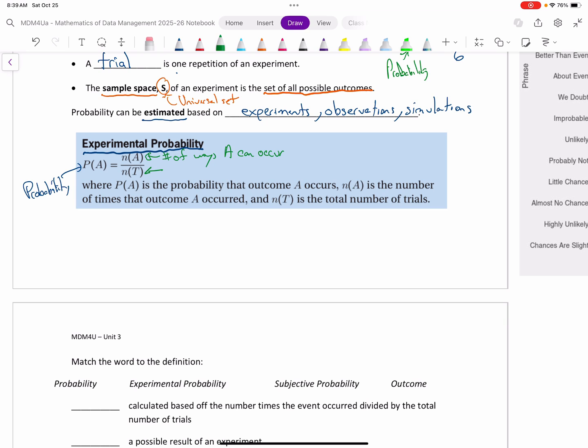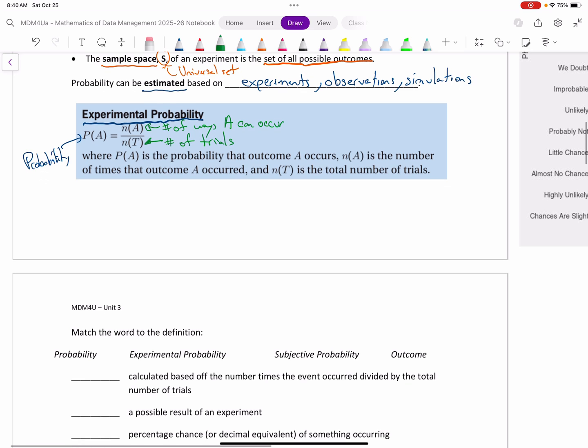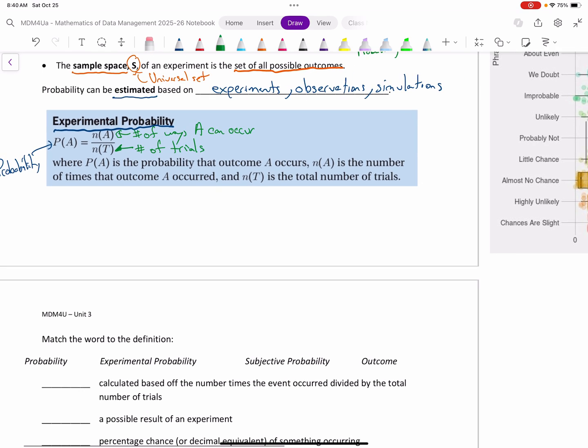And on the bottom, if I run that, and I'm running it through an experiment, then it's simply the number of trials that I divide by. And so the number of trials, if you do it 20 times, then that's going to be the number you put in the denominator. So pretty simple and straightforward.